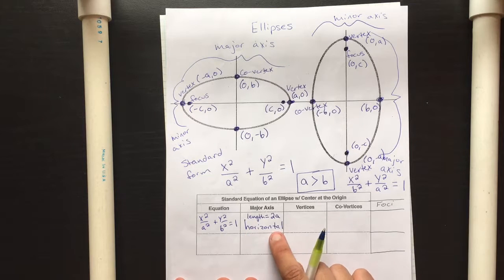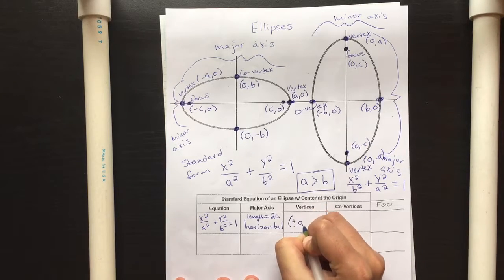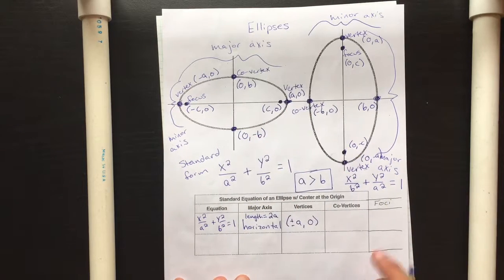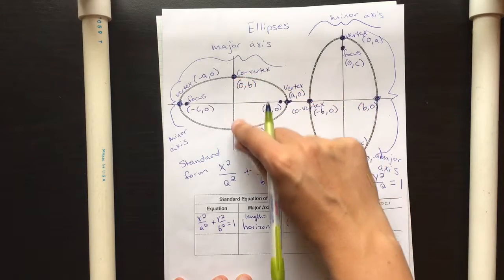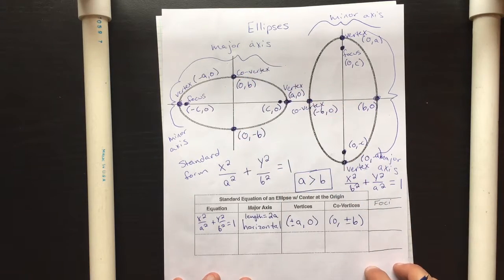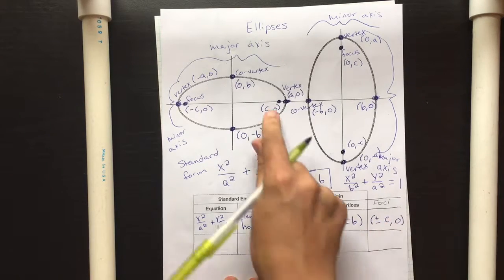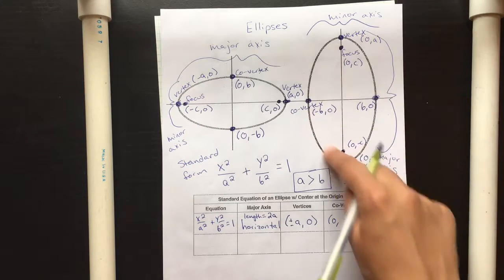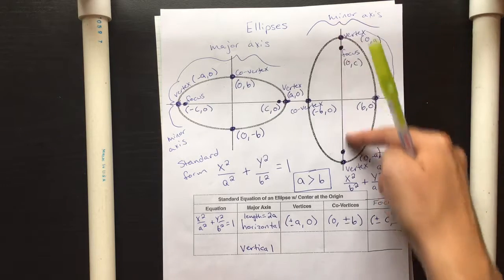All right, continuing with our horizontal ellipse, the vertices are at plus or minus a comma 0 from here. Our co-vertices are at 0 comma plus or minus b from here. And our foci are at plus or minus c comma 0 from here. All right, and then our other ellipse is called a vertical ellipse because it's long going up and down.